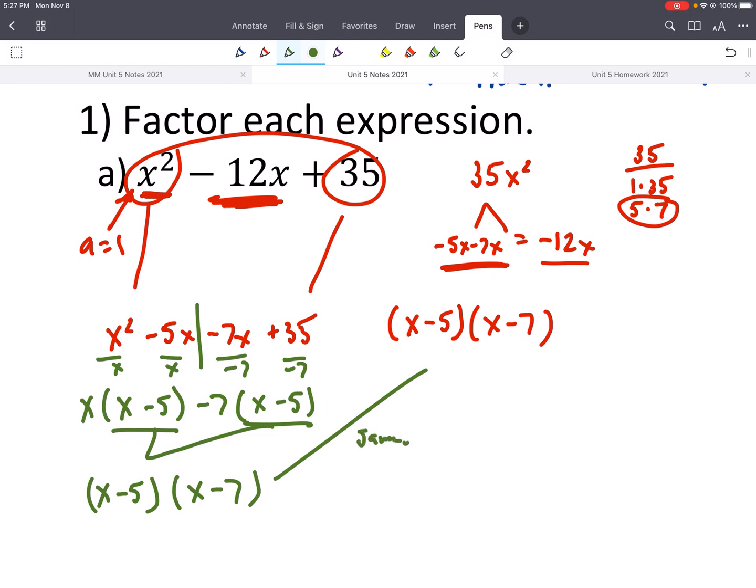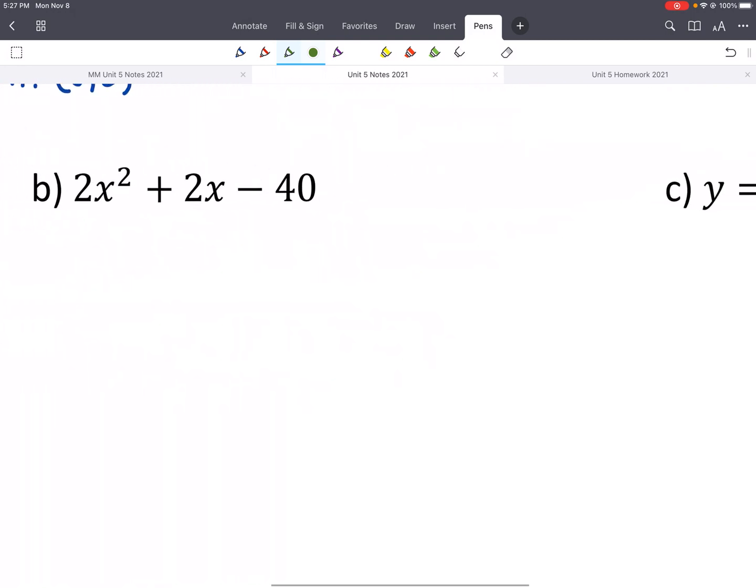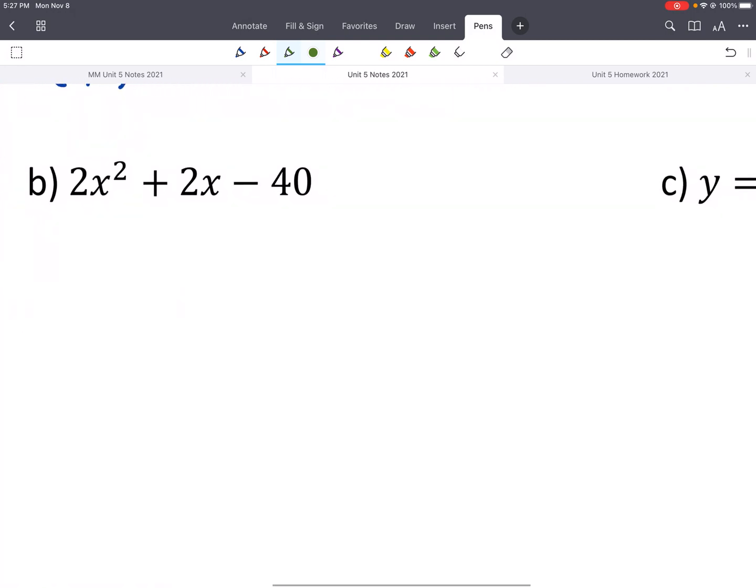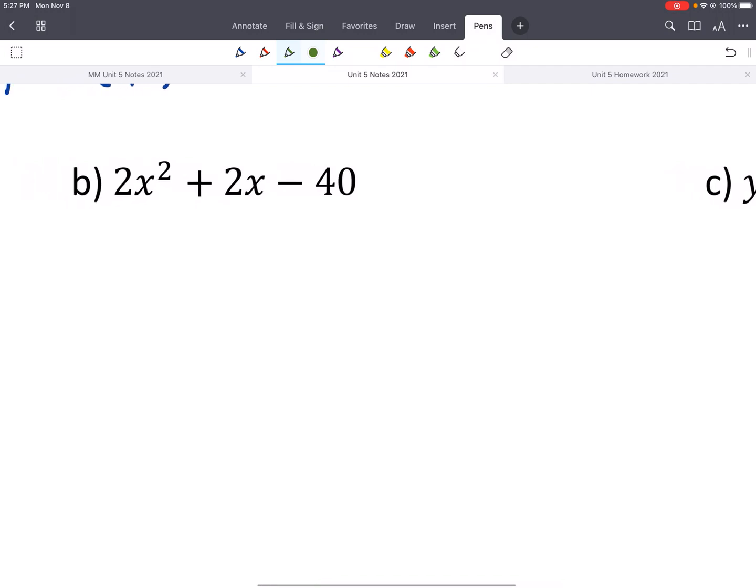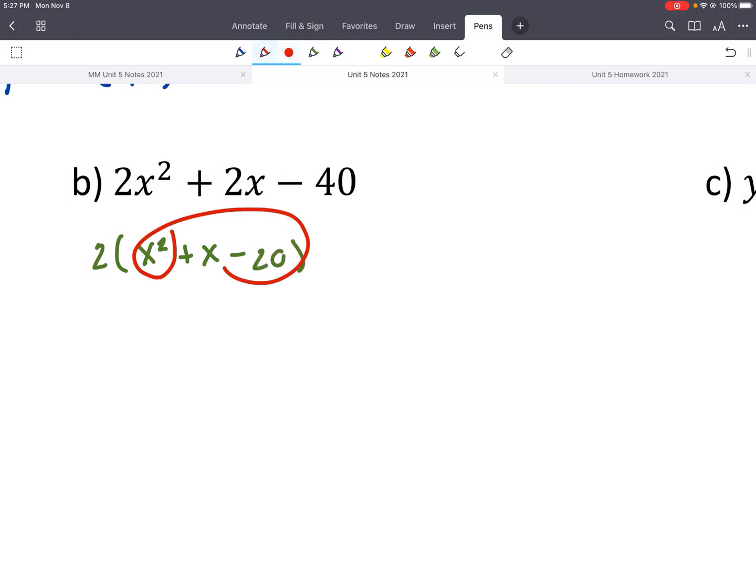Again, we can use that shortcut if A is 1. All right, so here are B and C. Why don't you pause and give those a try and see if you can remember how to factor. Okay, so here it looks like we could factor out a 2. Before we do anything, we should always check for that and take out the greatest common factor.